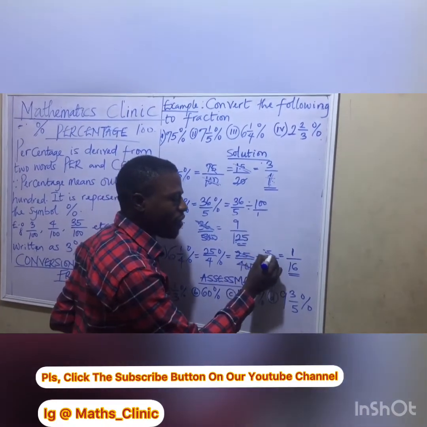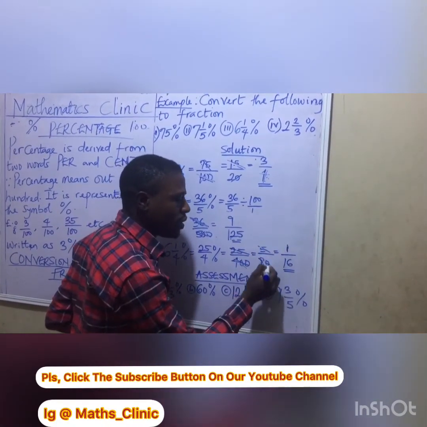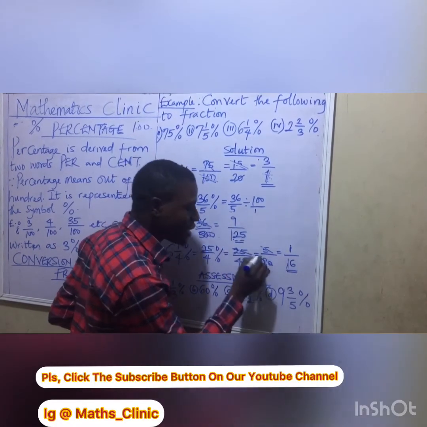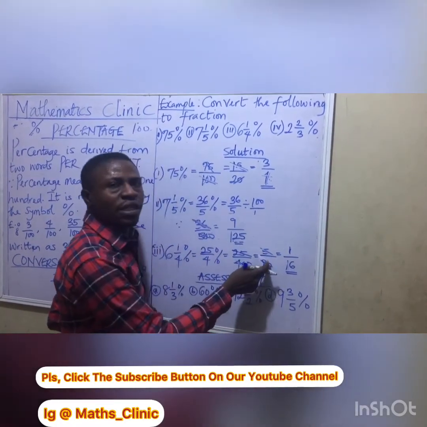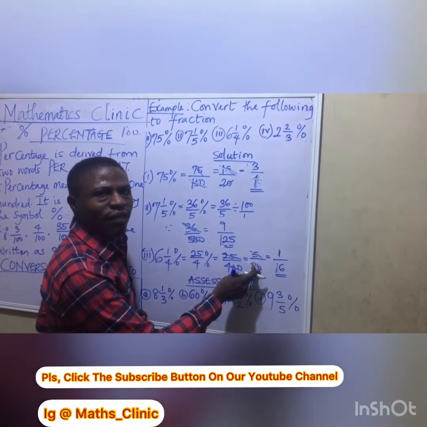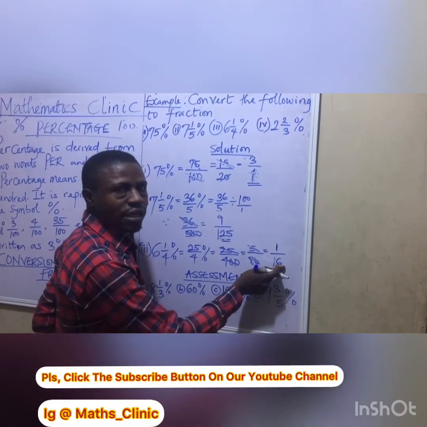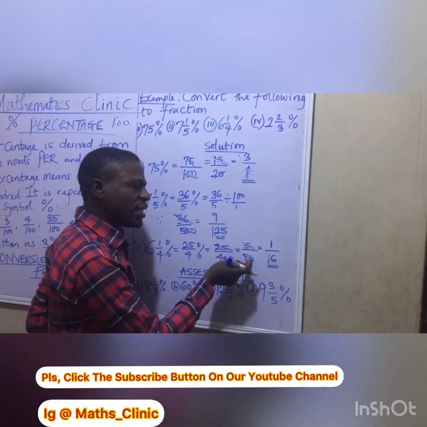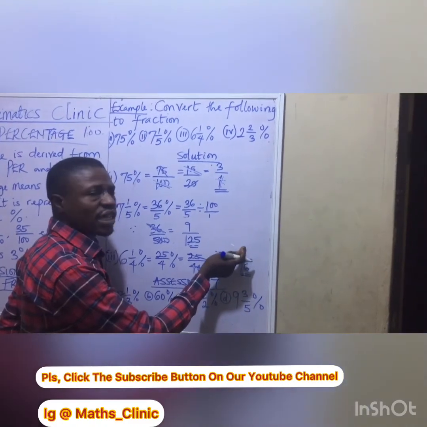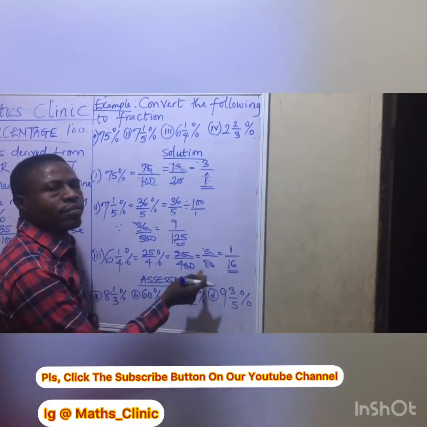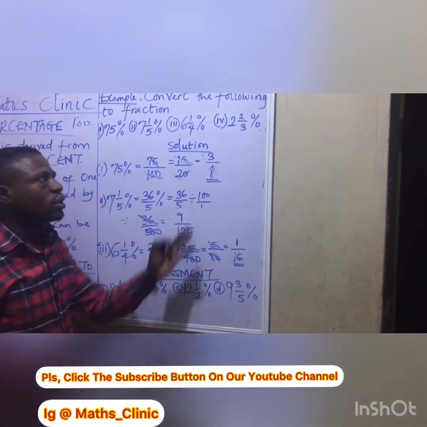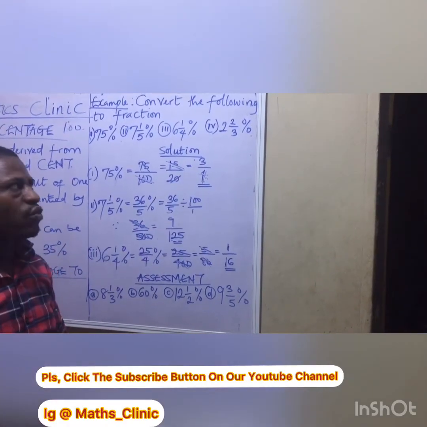Now 5 can go. 5 in 5, 1. 5 in 8, 1, remainder 3. That 3 that remained, add it to this 0. That will give you 30. 5 in 30, that's 6. So how many 5 can you see in 80? That's 16. So our final answer is 1/16.